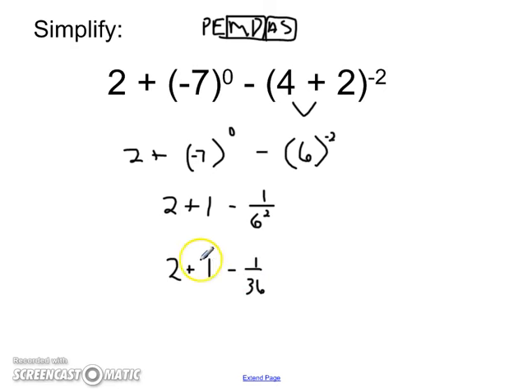Okay, so now I have some choices of how I want to deal with it. 2 plus 1 is 3. We add and subtract from left to right. Minus 1/36, which I actually hope you can do on the top of your head. I hope that you realize if I take 1/36 out of 3, I will end up with 2 and 35/36. Okay, but if you're not sure of that, then we can go through that whole borrowing process and so on. And if that's something you struggle with, come see me and we can talk about it further.